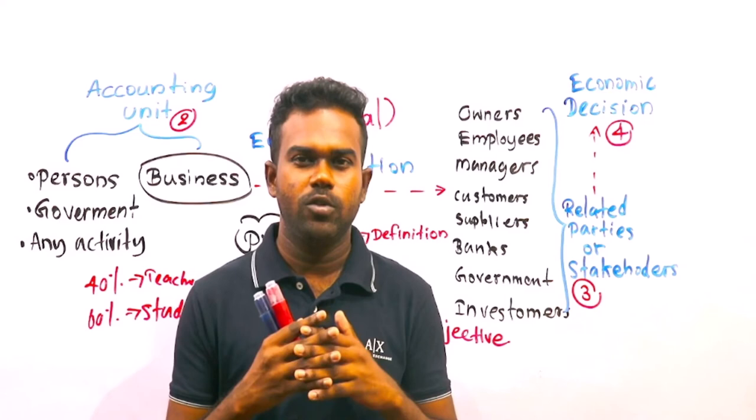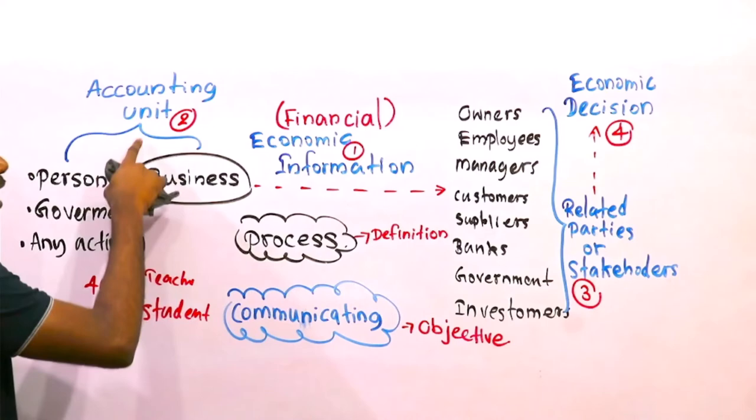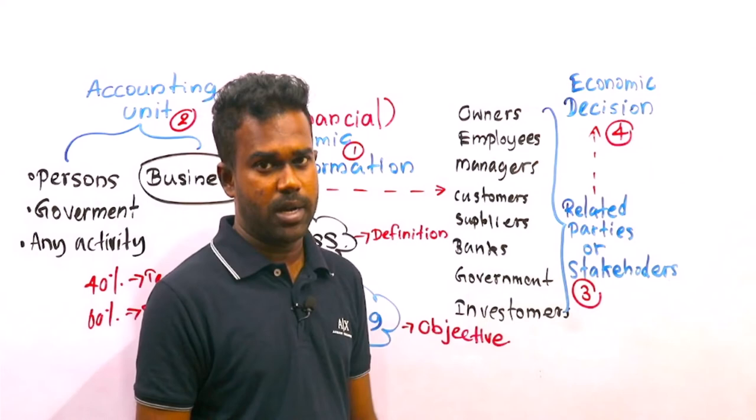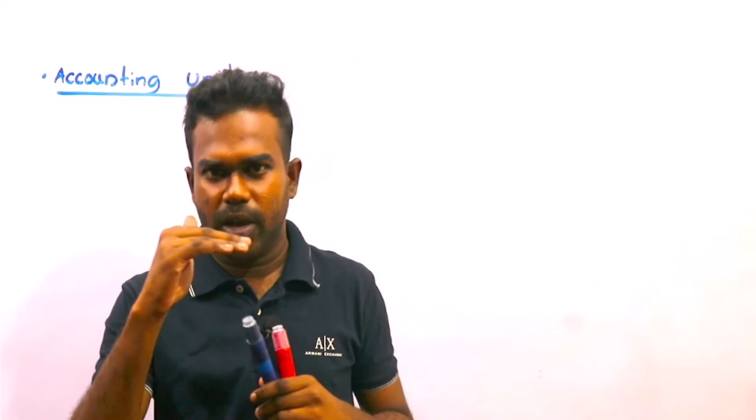Important, right. Okay, children, here we learn four keywords: accounting unit, economic information, stakeholders, and economic decisions. Now I am going to teach you in detail what the meanings of these four keywords are. I will erase this one. Look at the board.